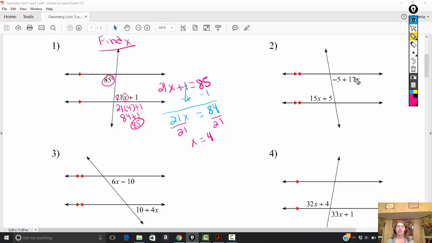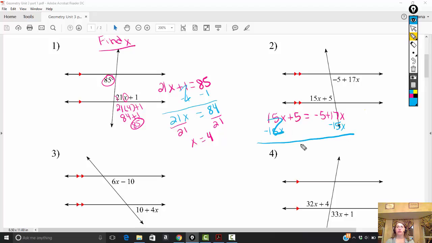Okay, let's look at this one right here. I probably won't do all these, but I'll do a couple. This one right here, again by alternate interior, they're equal. So that means we're going to set these two expressions equal to each other. I have 15x plus 5, and it's going to equal this angle measure, negative 5 plus 17x. And as we go about here to solve, we need to get our x's on the same side. Most of you like to move the smaller x. So I'm going to subtract 15x from both sides.